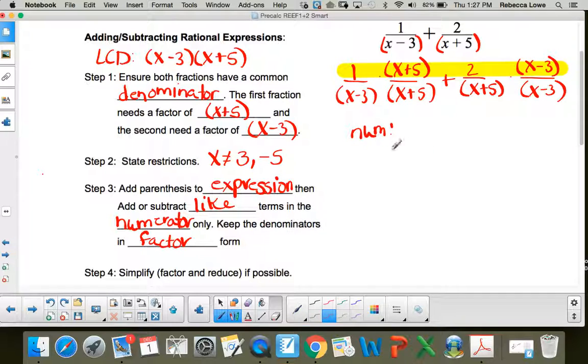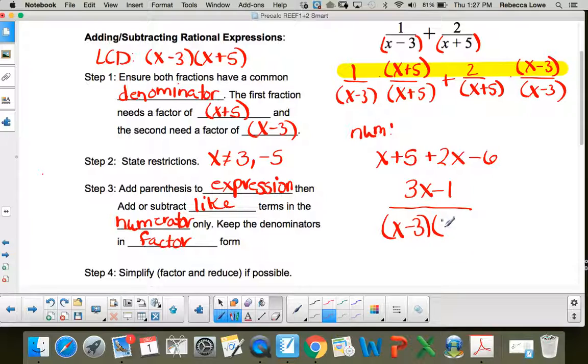So I'm going to simplify the numerator, and then I'll put the denominator back in. I'm going to distribute the 1 to both the x and the plus 5, so I get x plus 5. And then I'm distributing the 2 to both the x and the minus 3, so I get 2x minus 6. I add the like terms, and I get 3x minus 1. So that's what the numerator simplifies to. Now bring the denominator back in. Don't forget to bring the denominator back in. And this is what your final addition looks like.